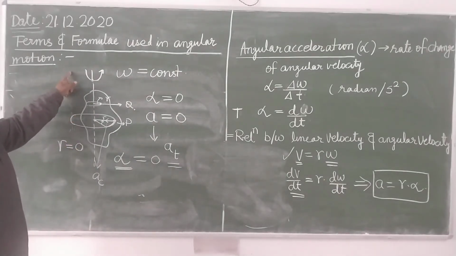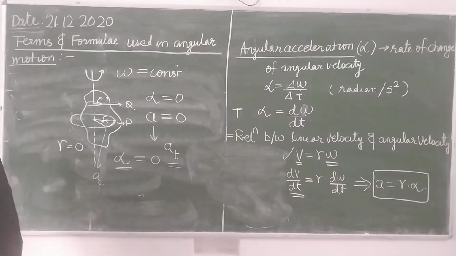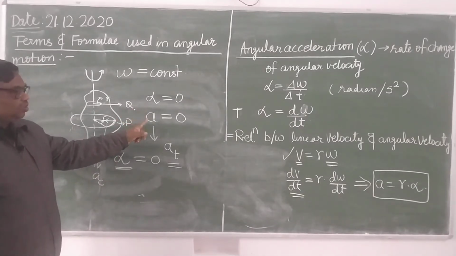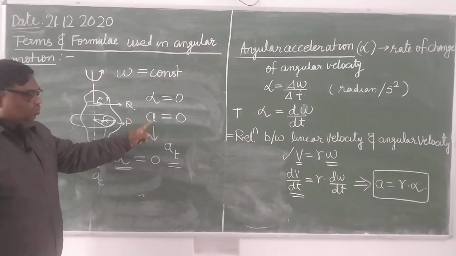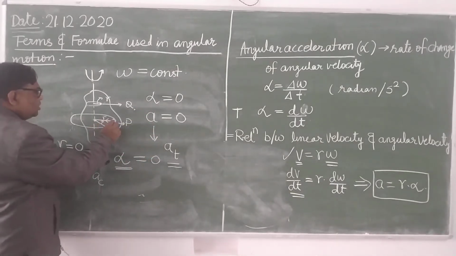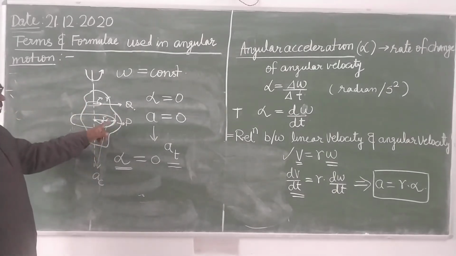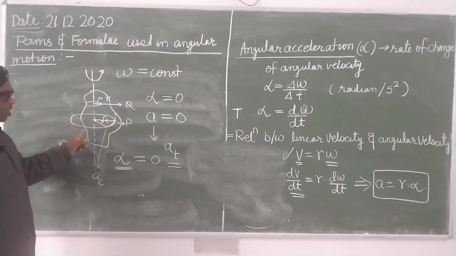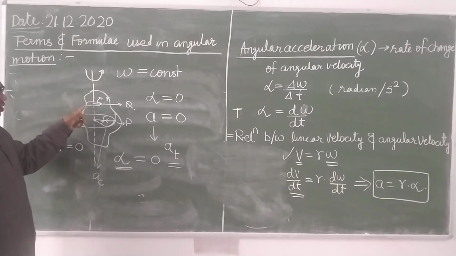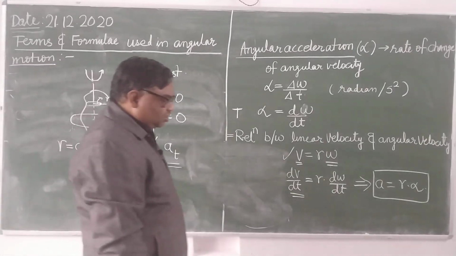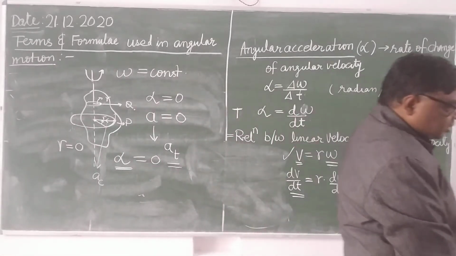So, when the particle is moving with a constant angular velocity, in that case alpha equals 0, so a equals 0. a equals 0 means the tangential acceleration is zero. There is no tangential acceleration. But since it is moving over the circular path, it will have a centripetal acceleration. Is it clear? So the particle will have the centripetal acceleration.